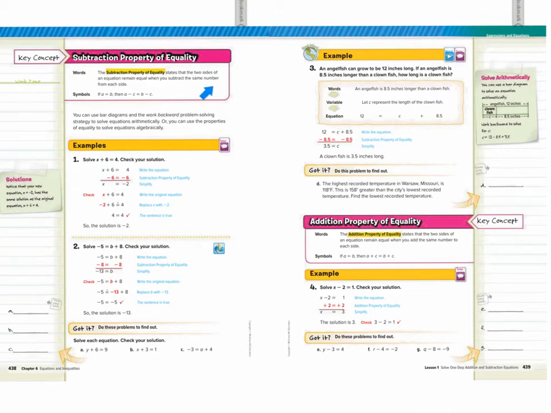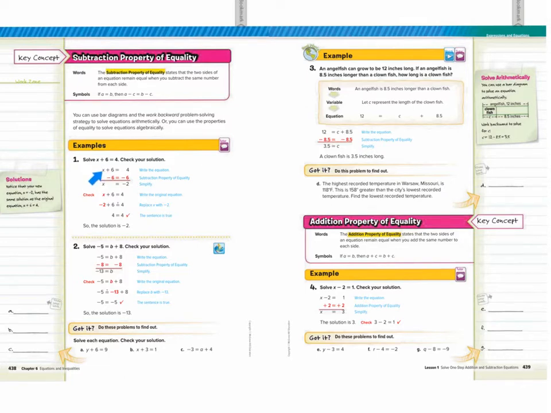All right, so up here we are naming the property. The subtraction property of equation states that the two sides of an equation remain equal when you subtract the same number from each side. And if we look down here, here's what that property looks like algebraically. We would just know that also as inverse operation.